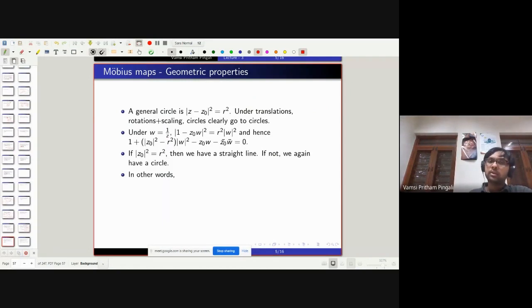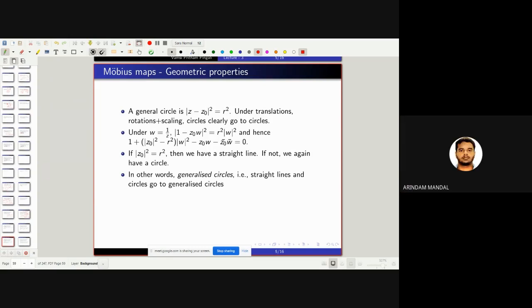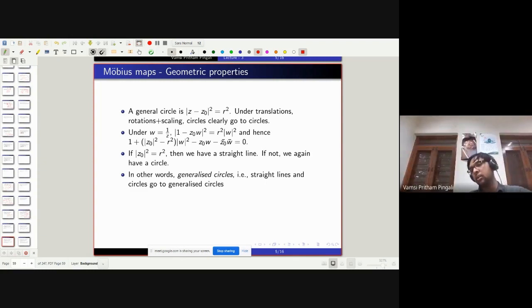In other words, generalized circles, namely straight lines and circles, go to generalized circles. In what sense? Why am I calling a straight line a generalized circle? In what sense is a straight line a circle? The radius is infinity, exactly. So generalized circles, namely straight lines and circles, go to generalized circles, namely straight lines and circles, under Mobius maps.